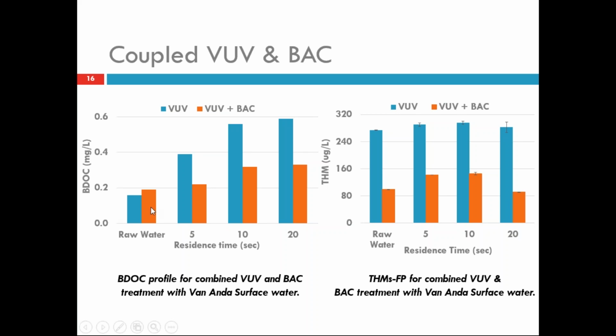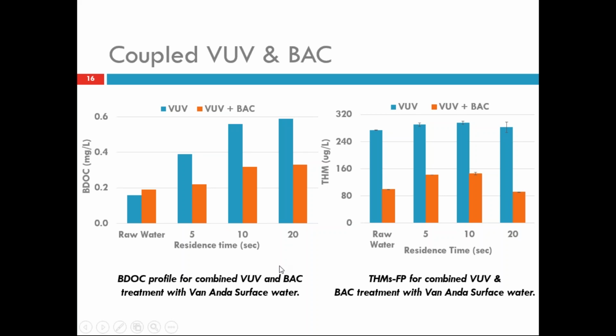One thing to note is that the orange column corresponding to the raw water is the BDOC value after only BAC treatment, with no vacuum UV. So this acts as a control to see what the change is after application of just BAC.